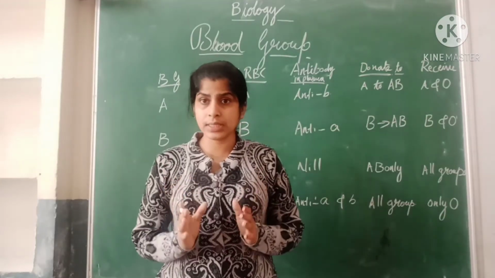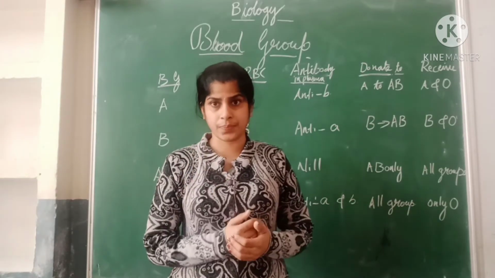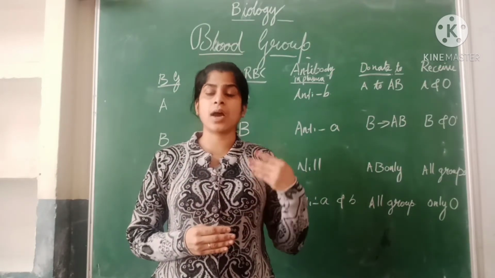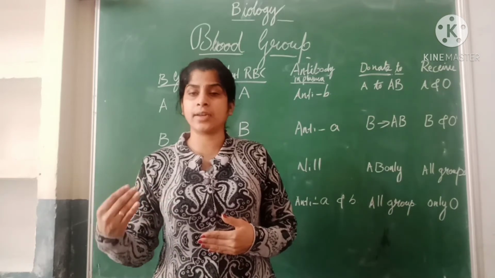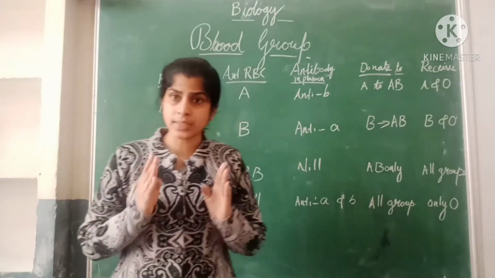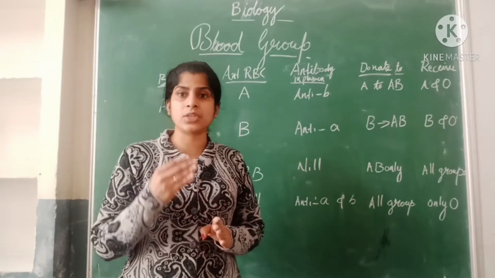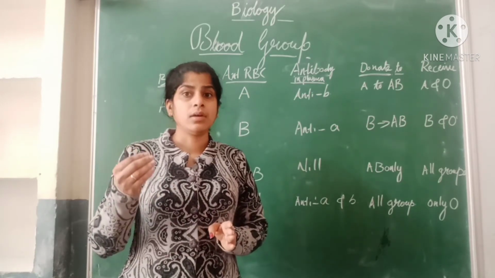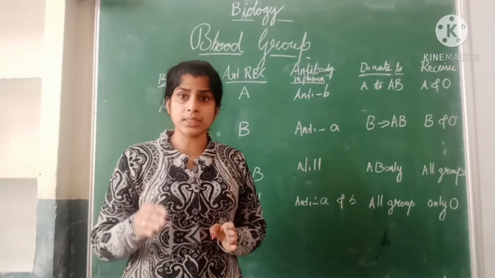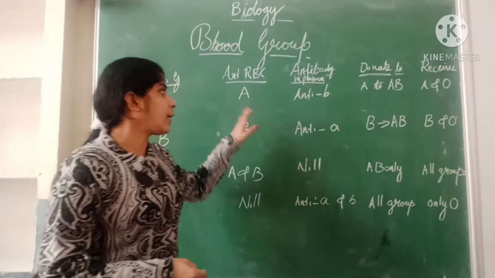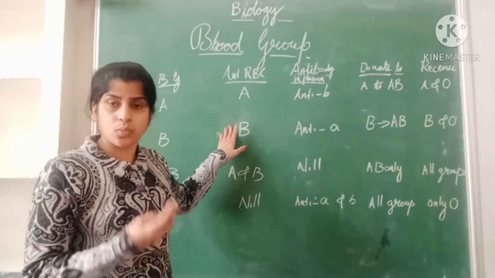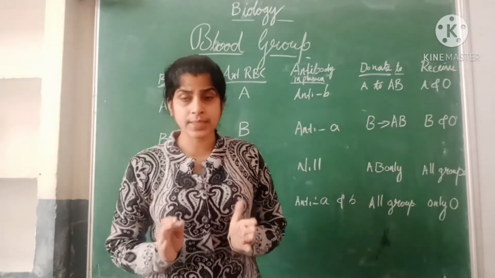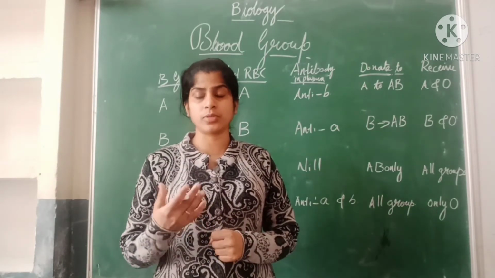You know, this RH factor was first determined in the monkey. If RH is present in the blood, that is RH positive, and if it is absent, that is RH negative. Antigen present on the surface of the RBC is positive, and absent from the surface of RBC is RH negative. So we have A positive, B positive, A negative, B negative, AB positive, AB negative, O positive, O negative.